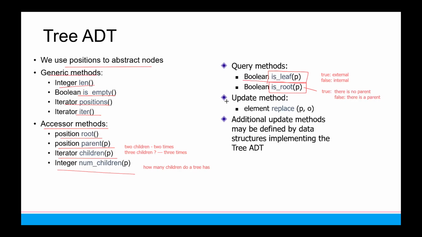Update method. Update method means I want to replace the position P with an object O. There will be any additional update methods, if you can define them in the data structures implementing the tree ADT. So this is the basic tree ADT.